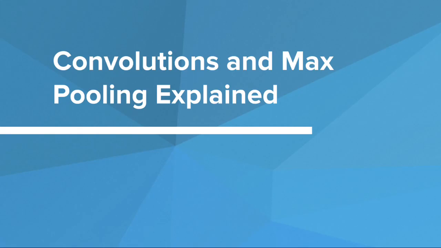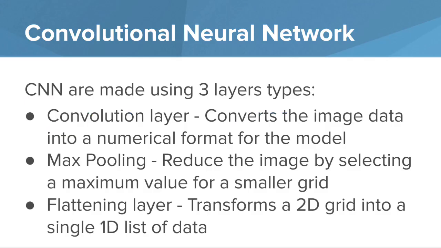Hi, in this video we're going to take a closer look at how convolutions and max pooling work. A convolutional neural network consists of two main parts: the convolution step, which is a process where a weighted value is calculated for each pixel, and a max pooling step that is used to reduce an image using a maximum value algorithm. Let's take a look at each of these individually.